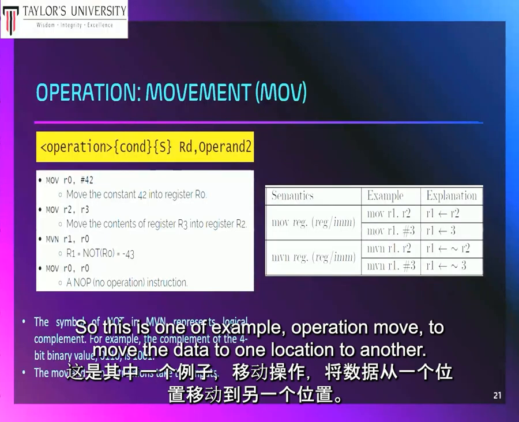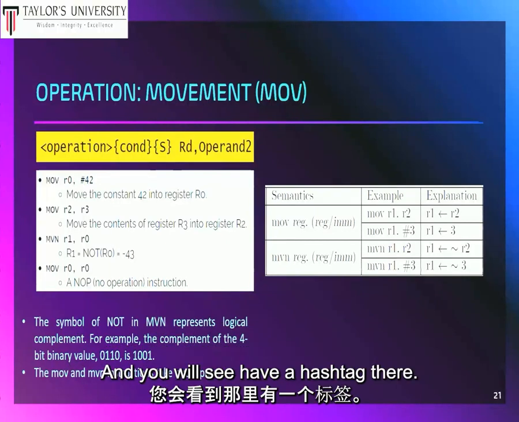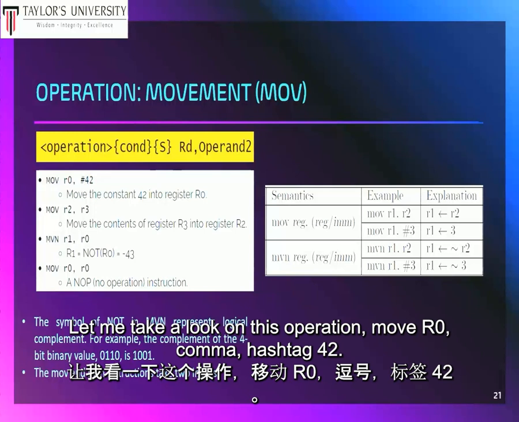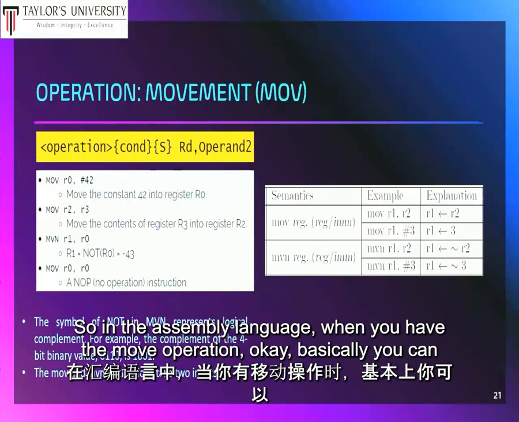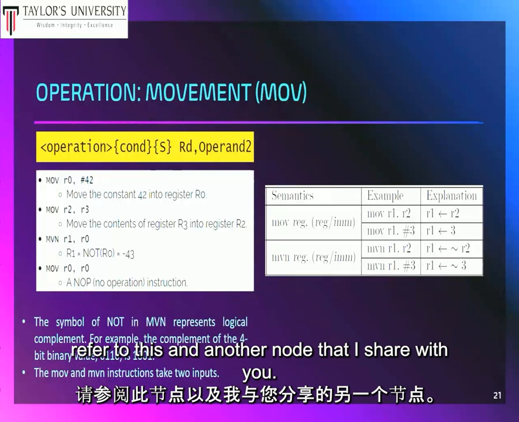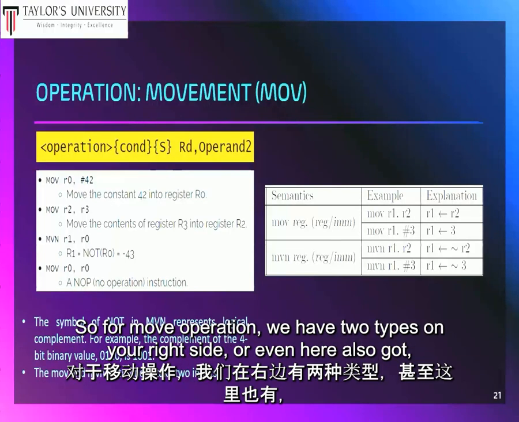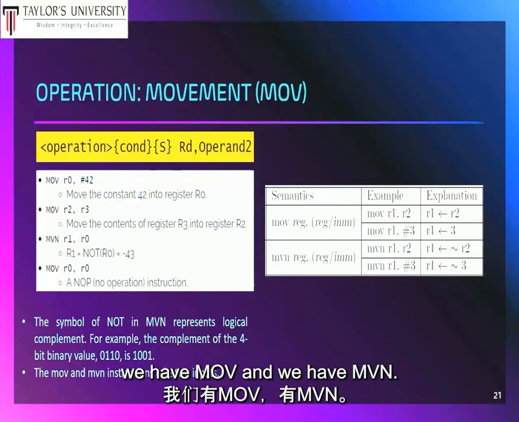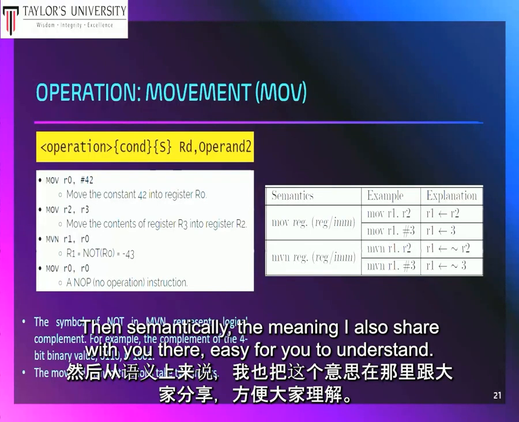Operation move: to move data from one location to another. And you will see there is a hashtag there. Let me take a look at this operation: move R0, hashtag 42. When you have the move operation, you can refer to this and the other note that I shared with you. For move operation, we have 2 types: MOV and MVN. The semantic meaning I also shared there, easy for you to understand.